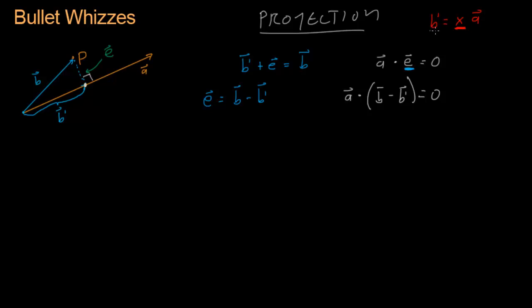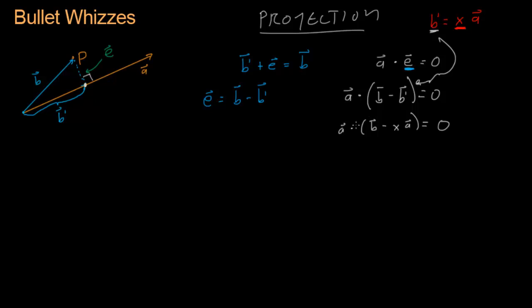And now this b right here, I am also going to substitute in for this b. And we'll get a dot product with b minus x times a equals 0. So now we have an equation with x, which is our unknown, is what we want. And the only other things in here are things that we know. We know b, we know a. And all we have is a, b, and a. So great, now all we have to do is solve for x.